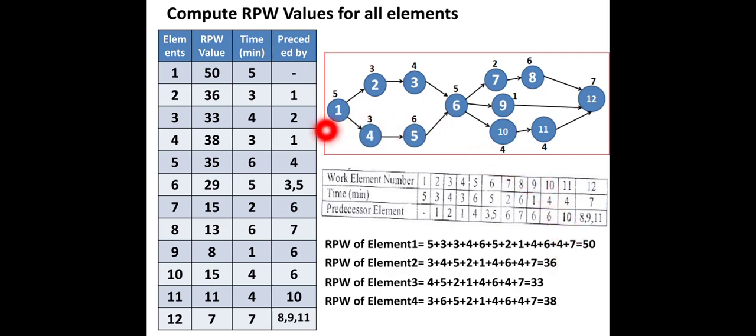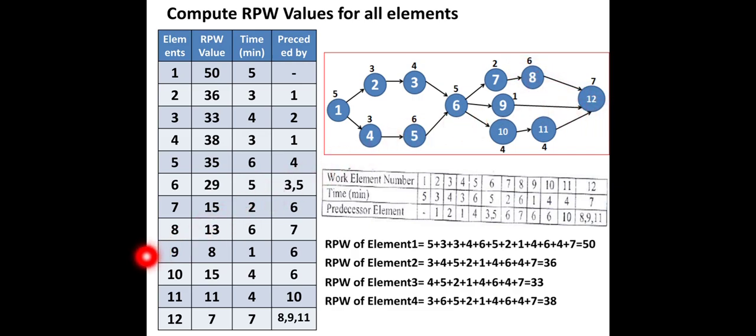Similarly, I am calculating it for all the elements. For 9, you will have only 9 to 12, that is 1 plus 7, it is 8. Similarly, for 10 it will be 4 plus 4 plus 7, that is 8 plus 7, it will be 15. For element number 12 it will be only 7. For element number 8, it will be 6 plus 7 only.